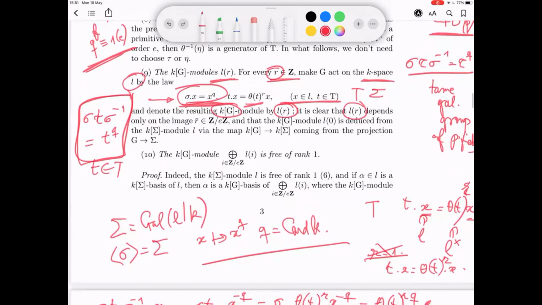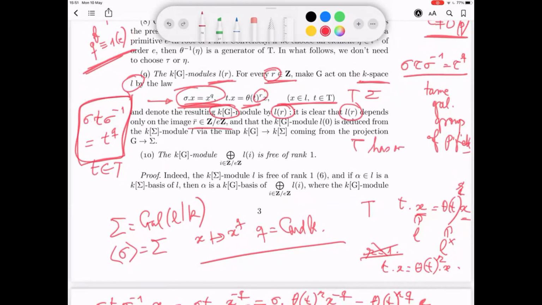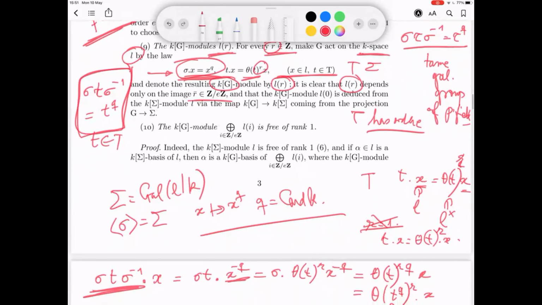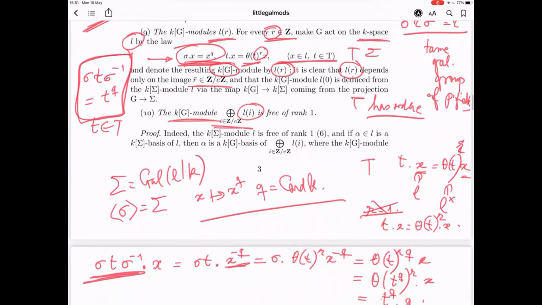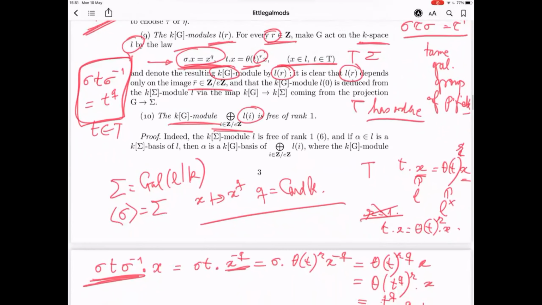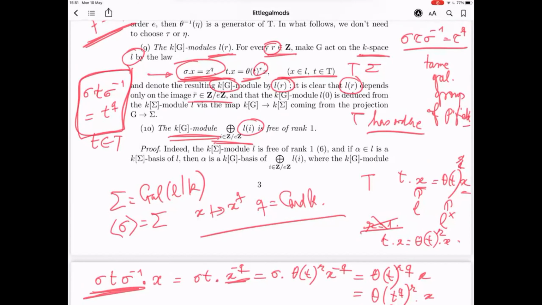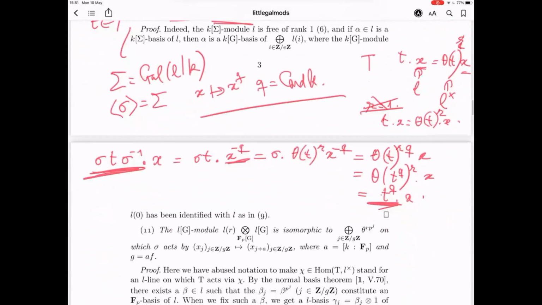And it, of course, depends only on the image of R in Z mod EZ, because T has order E. Now, the important thing is, for every I I have this Li. I can take the sum over all I in Z mod EZ. As I said, this Li only depends upon the image of I in Z mod EZ. So I take the sum of all these things, and I get a KG module. And the proposition says that this module is free of rank 1. So this is a simple proof, and you just take a look at it.